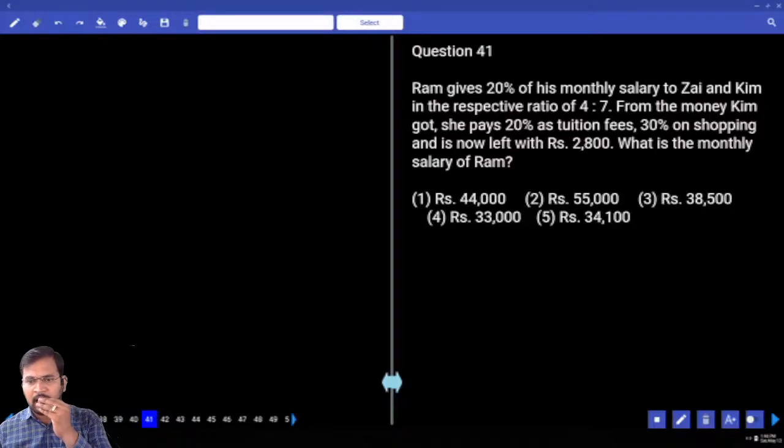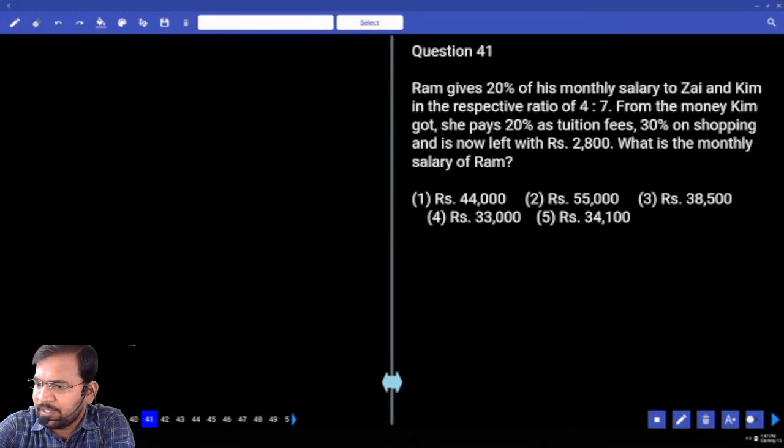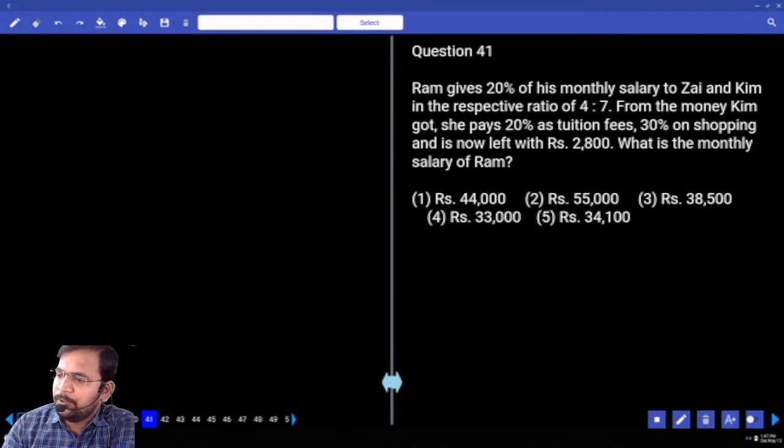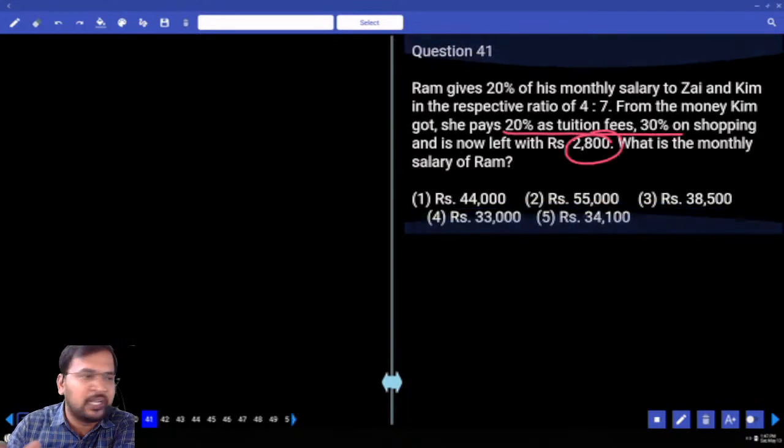Jai and Kim have money in the respective ratio of 4:7. From the money Kim got, she pays 20% as a tuition fee and 30% on shopping, and she is left with 2,800. If you observe, Kim spent 20% and 30%. Together that is how much percentage? 50%. The remaining 50% is the leftover amount.